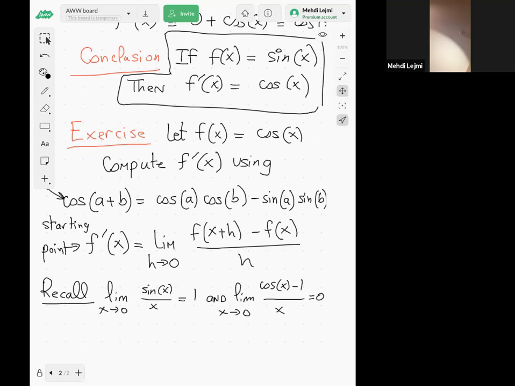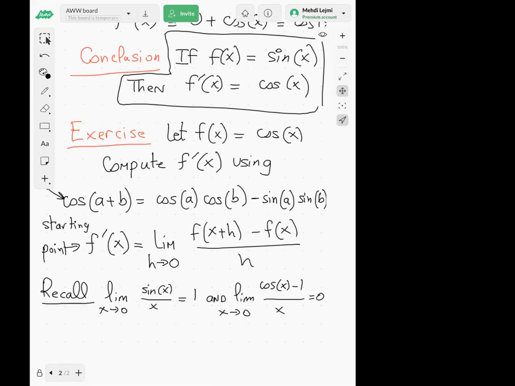So now, once you compute the derivative of cosine, and you said it's minus sine, you can try, for example, to compute the derivative of tangent using the quotient rule. Tangent of x.